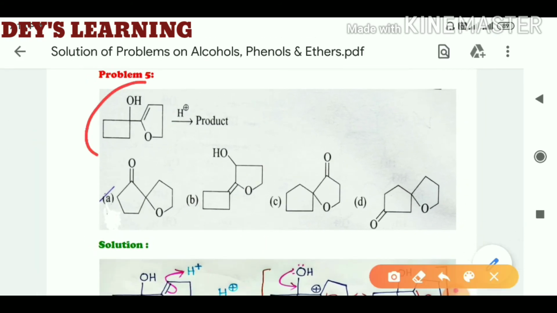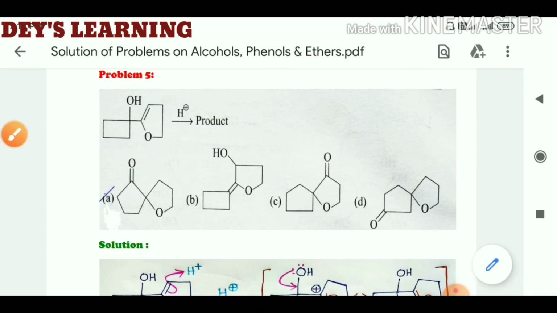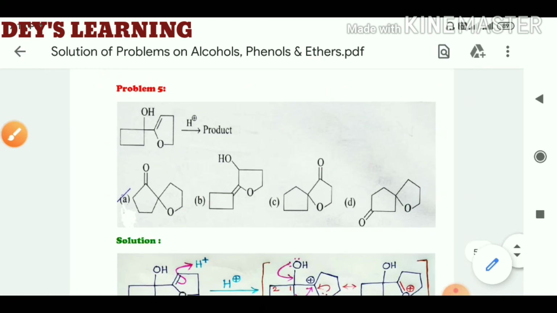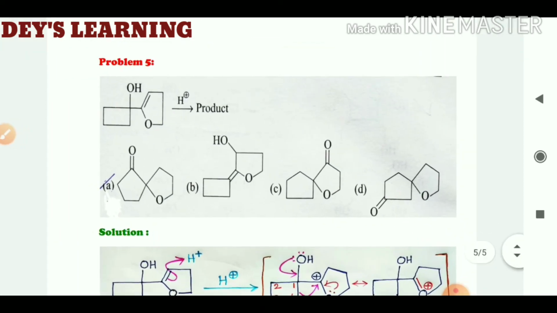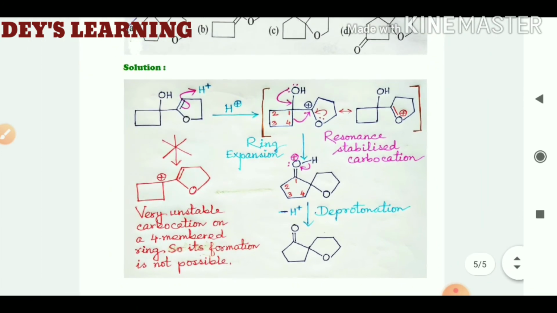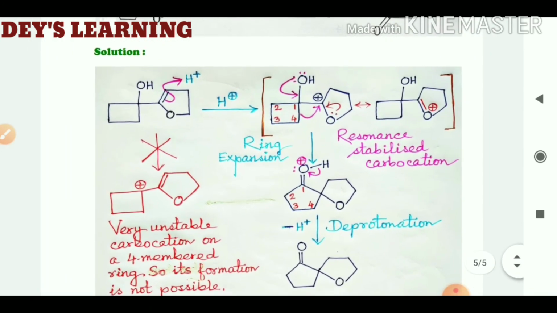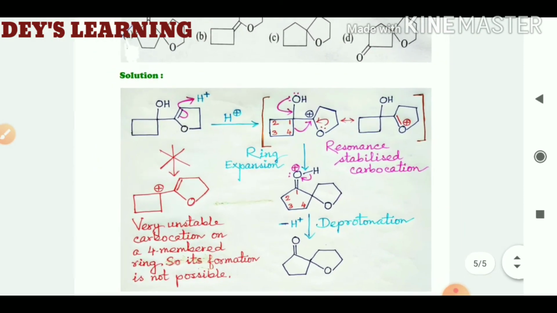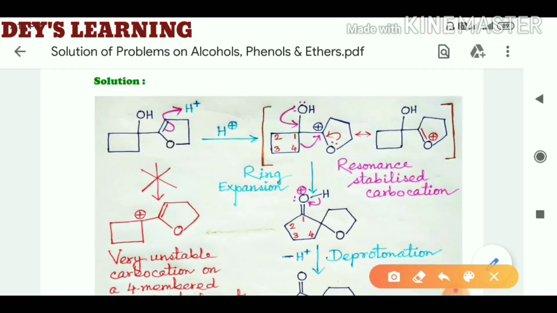So this molecule is given, and this molecule is treated in acid medium. So the products given look very disturbing. Very odd looking products, but let's try to solve the problem, and the final product will be found from here. So look at here, in the first step, the protonation of this double bond occurs.